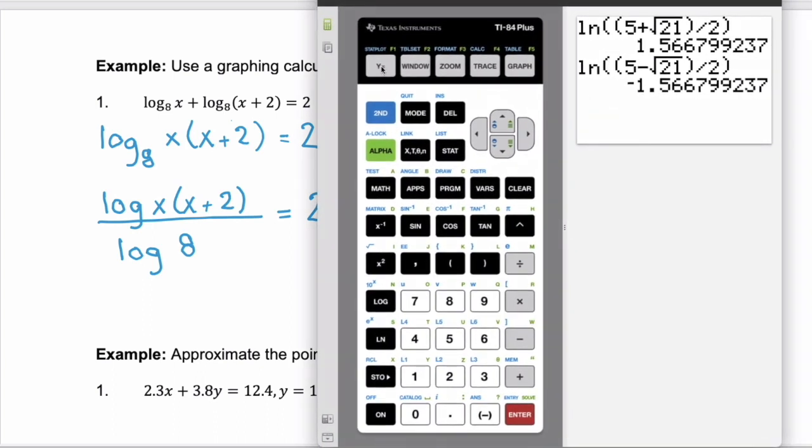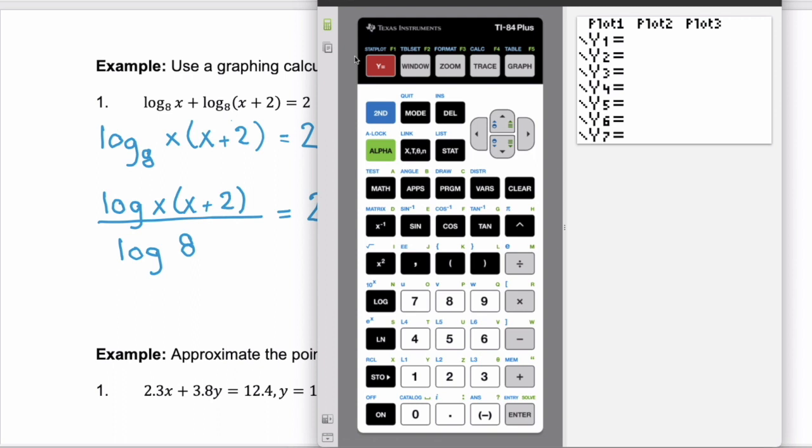We're going to go to the y equals, and we're going to plot both of these. So first we're going to plot the log. Let's do parentheses so that we can make this a definite numerator. Log of x times x plus 2. Close the parentheses and divide by log of 8. And we want to know when it's equal to 2, so our second line will be 2. And then we can graph.